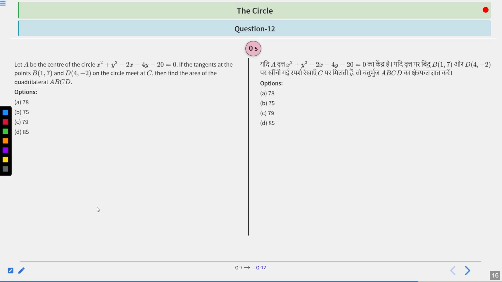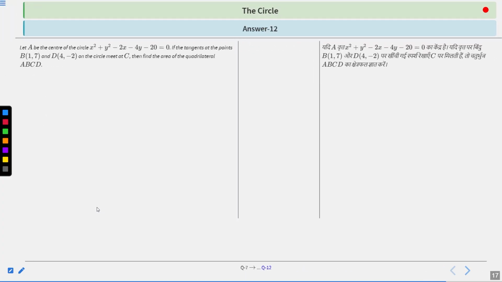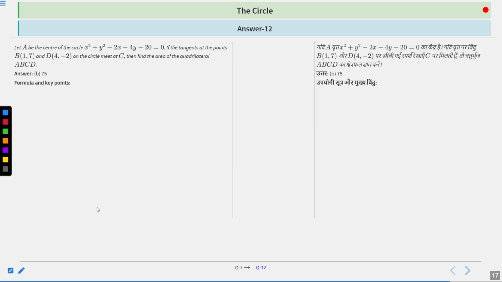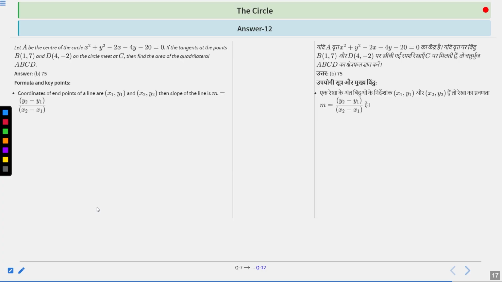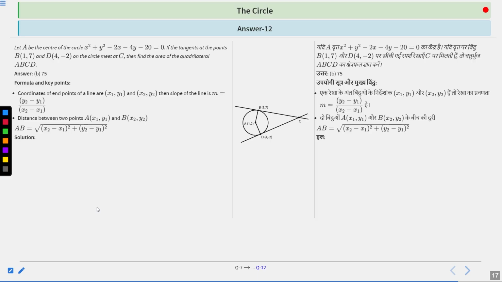Okay, let's move to the solution part. The formulas and key points we will use in this question are: if the coordinates of endpoints of a line are (x1, y1) and (x2, y2), then the slope of the line is m equal to y2 minus y1 upon x2 minus x1, right? Second, the distance between two points A(x1, y1) and B(x2, y2) is AB equal to root over (x2 minus x1) whole square plus (y2 minus y1) whole square. Now let's see the solution.